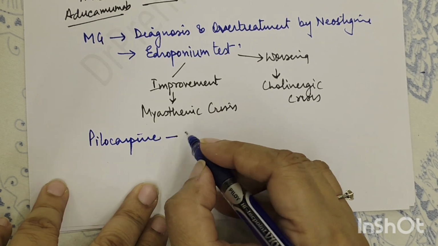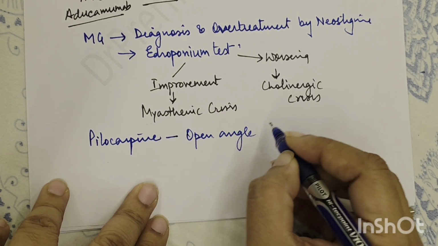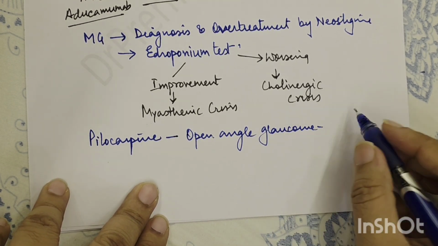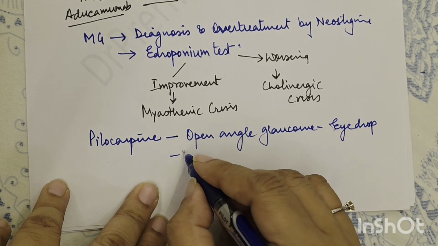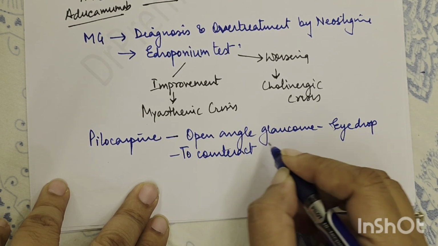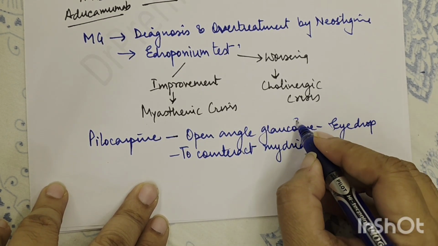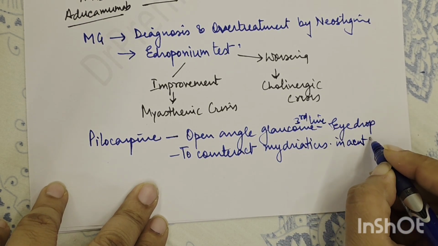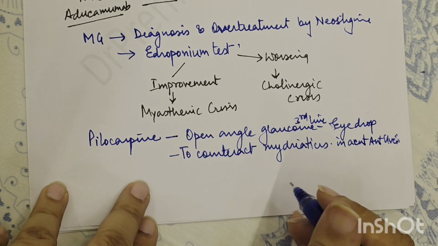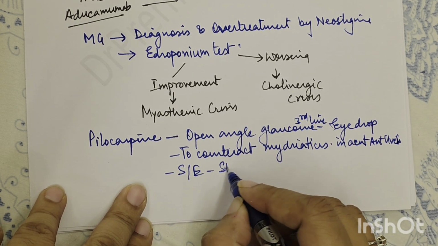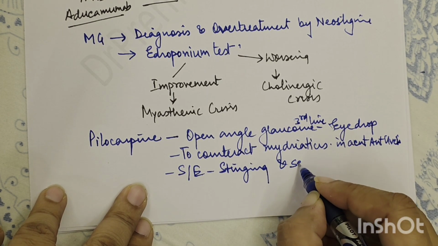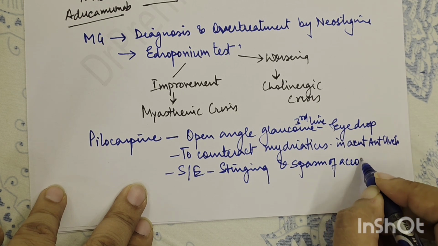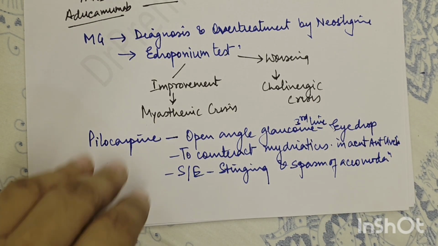Now, some other cholinergic drug like pilocarpine. Pilocarpine is used in open angle glaucoma as eye drops. It is also used to contract mydriatics. In open angle glaucoma, it is a third line drug. Remember this: it is used to contract the mydriatics in acute anterior uveitis to prevent the formation of adhesions. Its side effects are that it causes a stinging sensation and spasm of accommodation. So this is the side effect caused by pilocarpine.